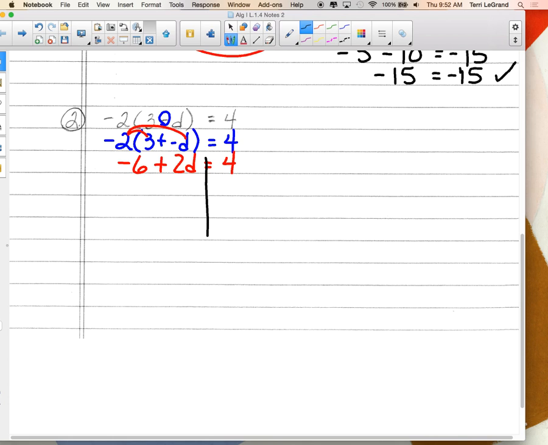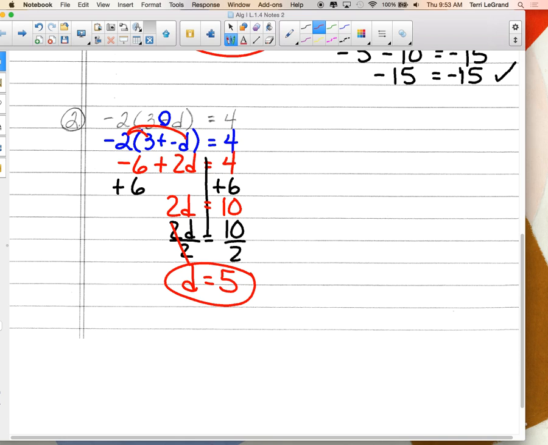So we would say, okay, what should we do first? Josh? Add 6 to both sides. So now we have 2D equal to 10. Class, what will we do next? Divide both sides by 2. What is D equal to? 5.